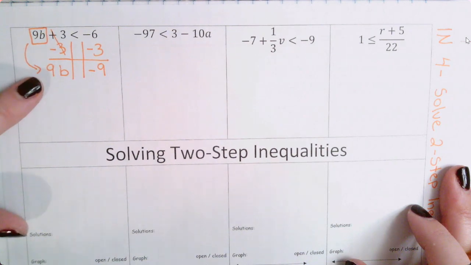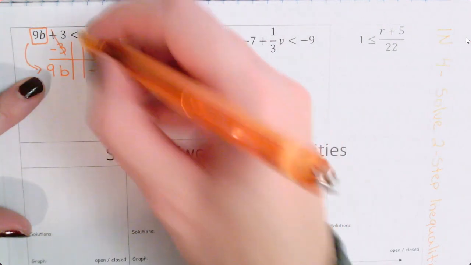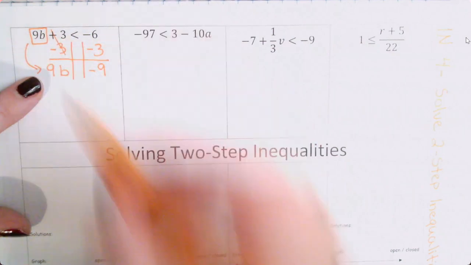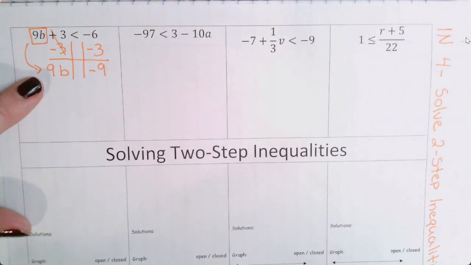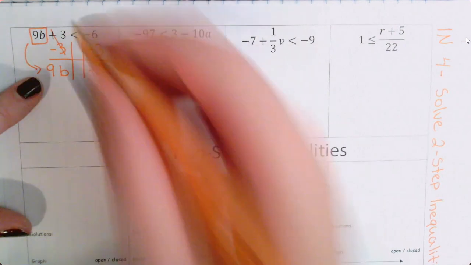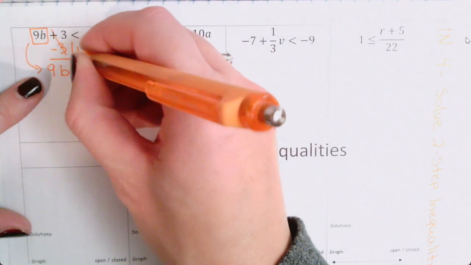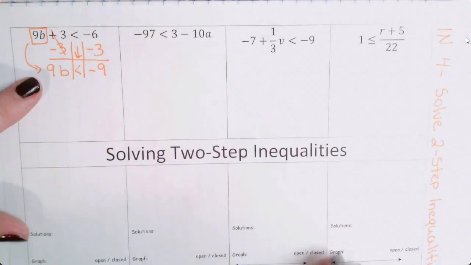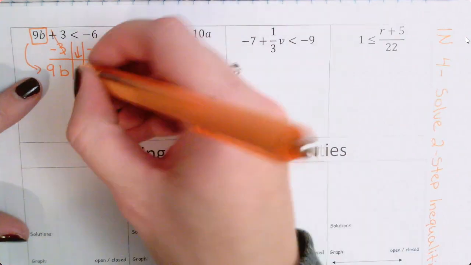So I have 9b, I have -9. I did not have any negative coefficients or negative denominators that caused me to divide or multiply by a negative. So I can just carry down my inequality symbol. So I have 9b is less than -9.